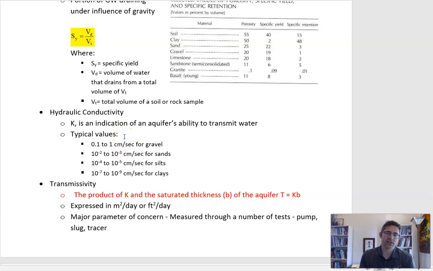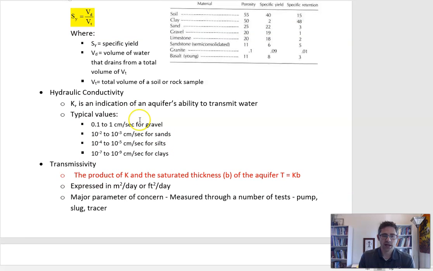We'll talk in the next lecture a little bit more about what that means, since it's not really a direct velocity like particle velocity like we're used to, but it's in these distance per time units. So 0.1 to 1 centimeters per second for gravels, and then it goes down as you go towards clays, which do not want to transmit water very easily.